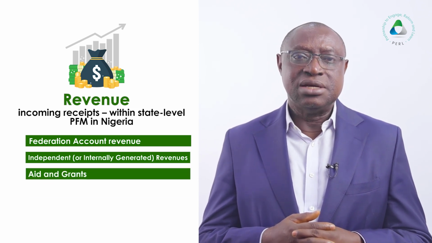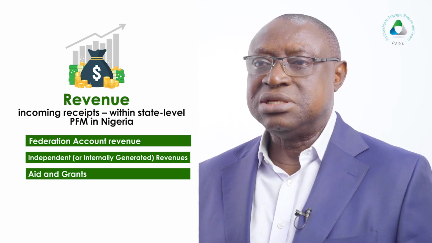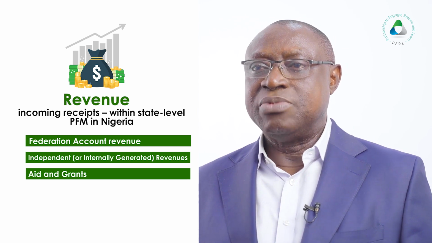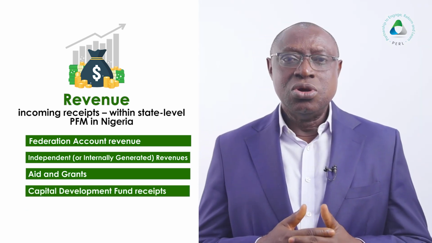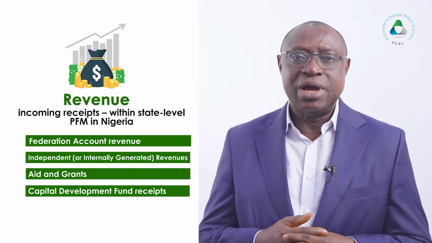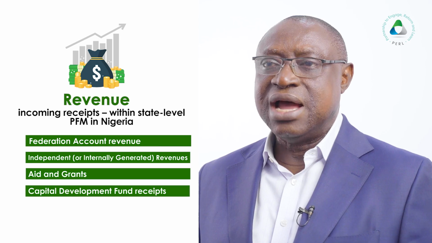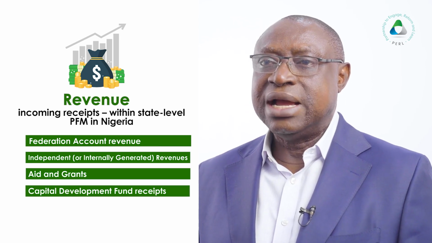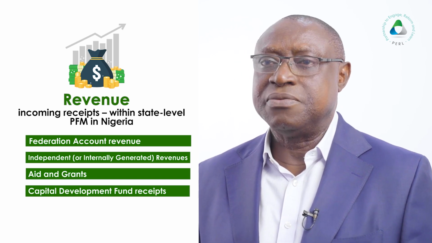Then we have aid and grants. These are usually from federal government, international development partners, and charities alike, and are classified under sub-account type 1.3. Finally, we have capital development fund receipts. These include loans, for example, loans from banks, issuance of bonds, loans from development partners like World Bank, ADB. Some other receipts are recorded here, for example, the sale of government assets or ad hoc receipts that cannot be classified under sub-account types 1.1, 1.2, and 1.3. Loans and these other receipts are classified under sub-account type 1.4.